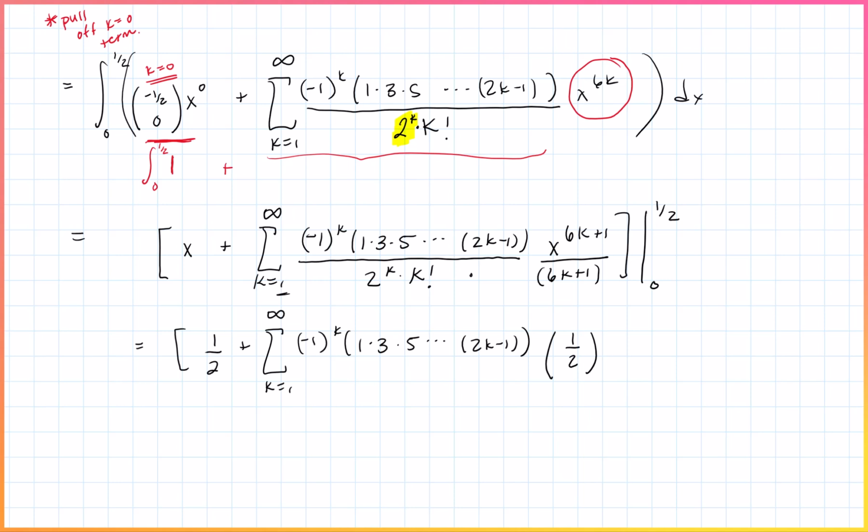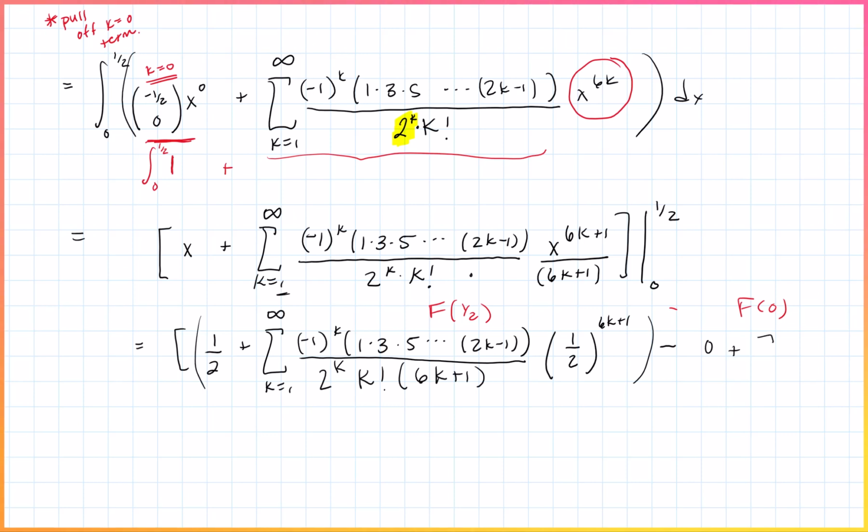I'll put the denominator in just a second. For x's, we're going to plug in 1/2 to the 6k plus 1. And in the denominator of each of the coefficients, we've got a 2 to the k, a k factorial, and 6k plus 1. And then we're going to subtract from that when we plug in. So all of that was plugging in, applying the fundamental theorem of calculus. We just plugged in 1/2 minus, and then we've got to plug in 0. So when we plug in 0, let's put this all in parentheses, we get 0 for x plus the summation of 0, which of course is just 0.